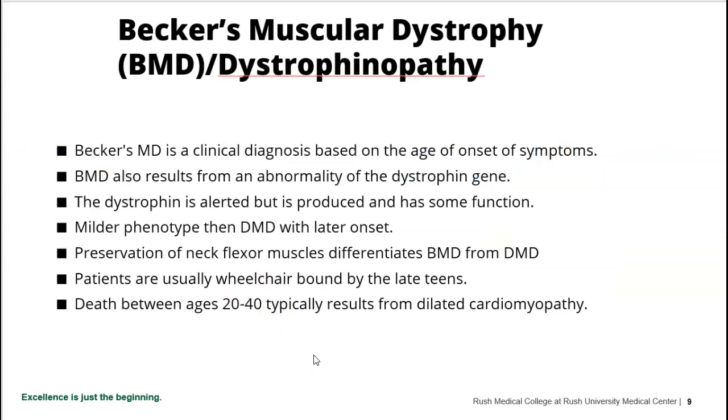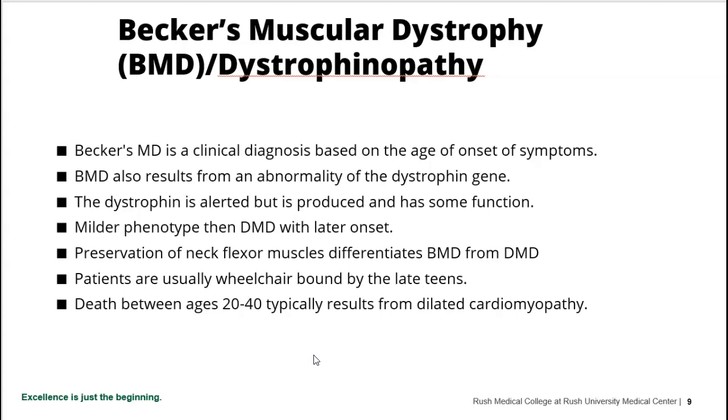So now we're going to talk about Becker's. One thing before I get started is that things used to be named after people, and this is why we've changed the whole name to dystrophinopathies. The difference between Duchenne's, which was defined by Dr. Duchenne, and Becker's, defined by Dr. Becker, is that Duchenne's is more severe. But they're both caused by abnormalities in the dystrophin gene.